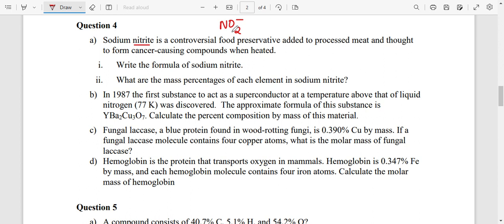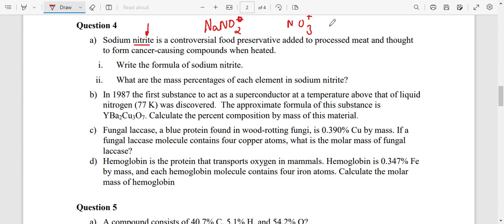So that's a nitrite. We also have a nitrate. If this was nitrate with an A, that is NO3. That's the difference between these two. Nitrite has one oxygen less than a nitrate. So just put sodium in front, and the charge is going to go. That's sodium nitrite. What is the mass percentage of each element in sodium nitrite?